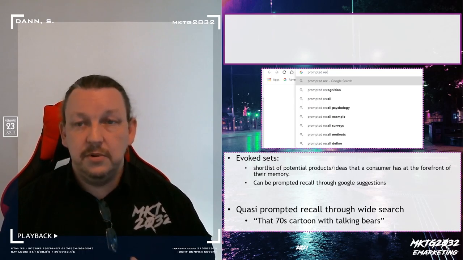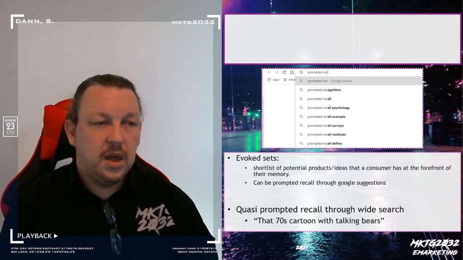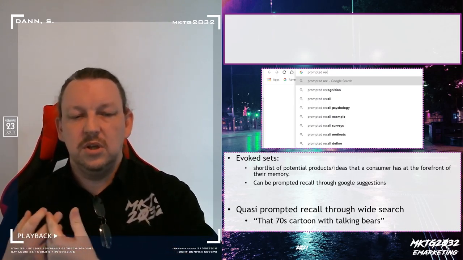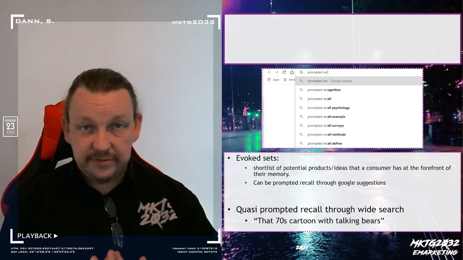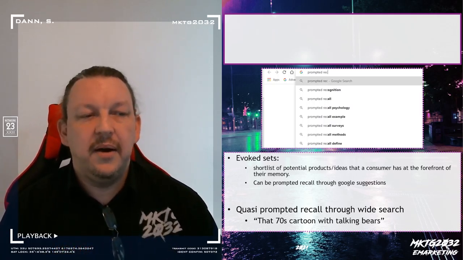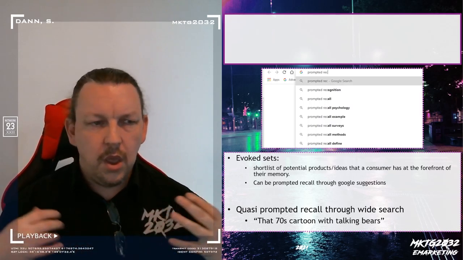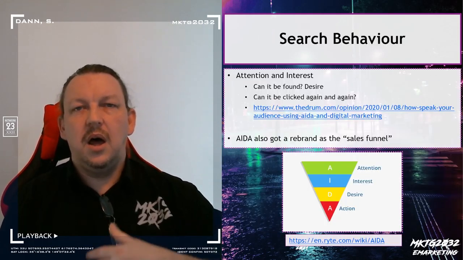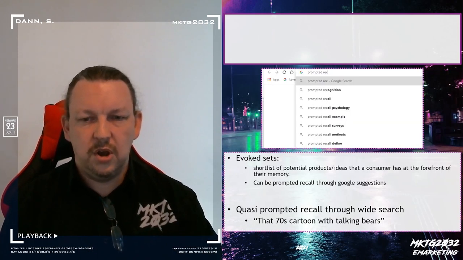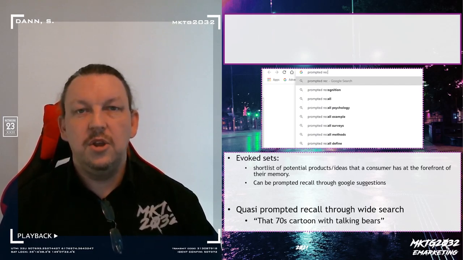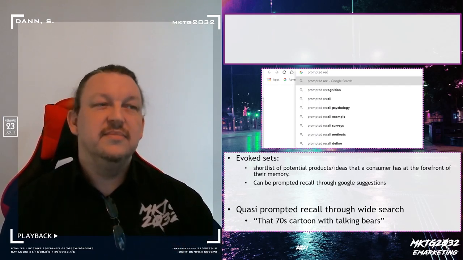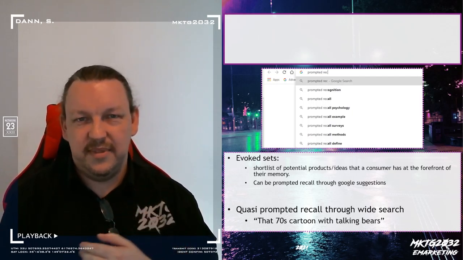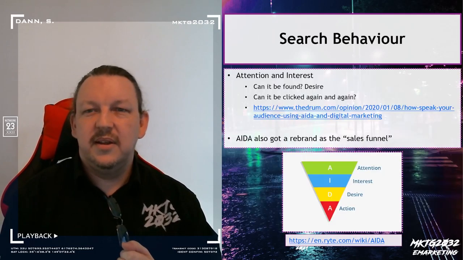The good thing is, Google does help you with some prompted recall. Literally, Google's vast storage of questions that have been asked previously means that you are now able to do quasi-prompted recall. And literally, if you run that Google search of 70s cartoon with talking bears, you will find the cartoon I was thinking about. You'll find three of them. The 70s was a weird time, man. That was a hell of a time to be growing up.